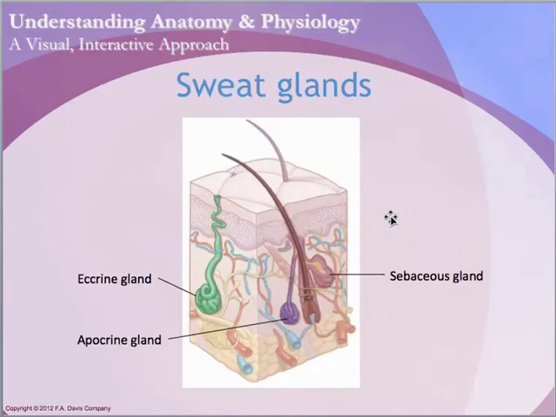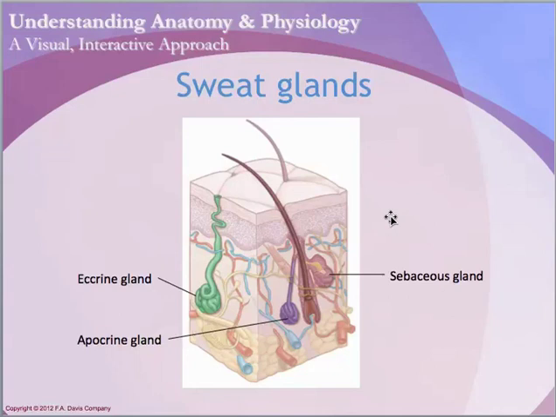I want to talk just about a couple of glands and then we're all set. We have a couple of different types of glands in our bodies. We have sweat glands and we have ceruminous glands. Under the category of sweat glands, we have eccrine glands, apocrine glands, sebaceous glands. The 2 main types of sweat glands are eccrine glands and apocrine glands.